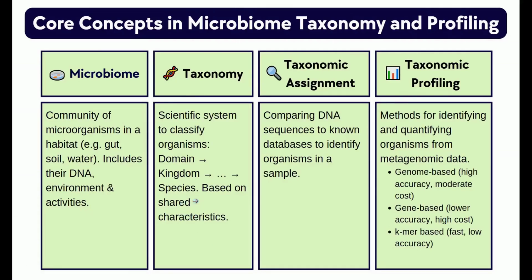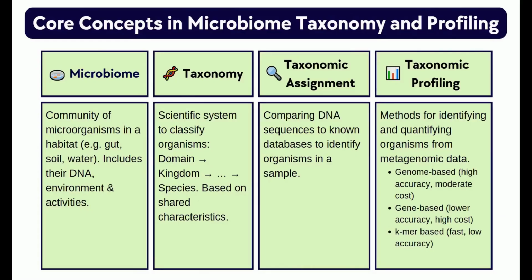Just to make it simple, imagine you are at a big family reunion, okay? You start by recognizing broad groups like everyone with the same last name. Then you narrow it down: cousins, siblings, parents, grandparents, and so on.